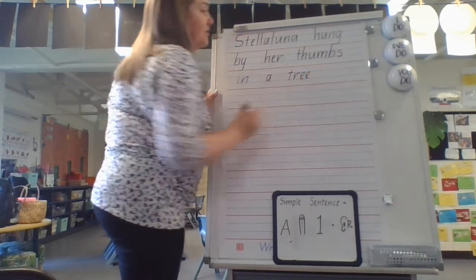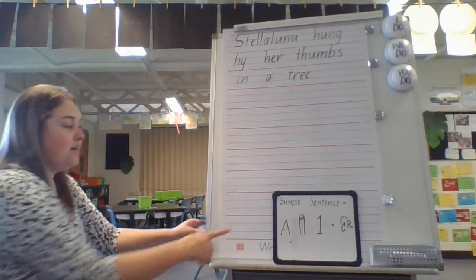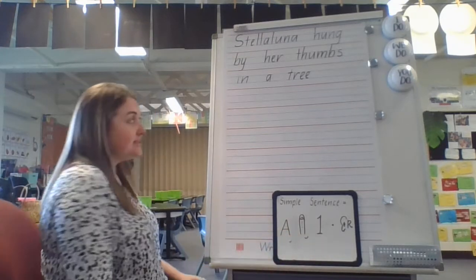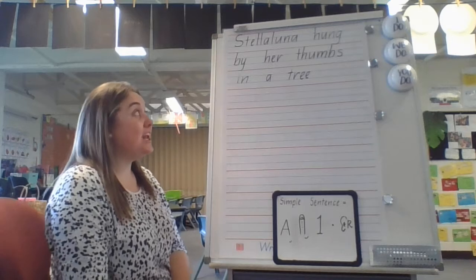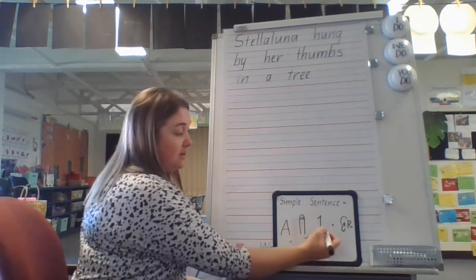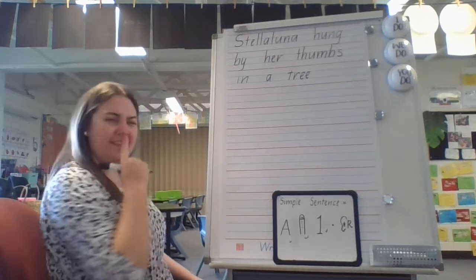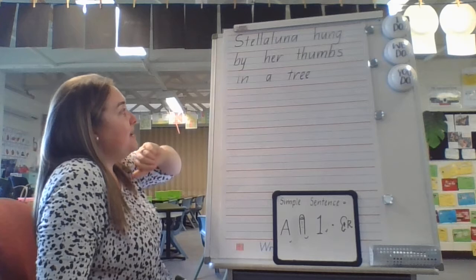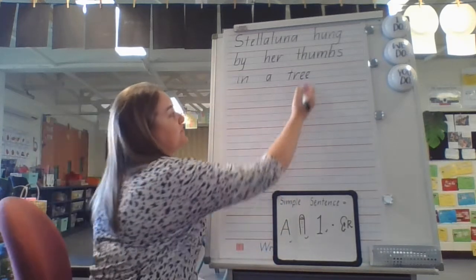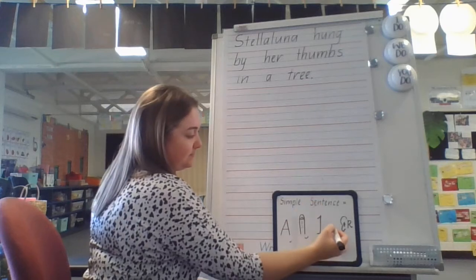Alrighty, so I've got my capital letter. I've used my finger space. It's one idea. It's telling you about Stellaluna hanging in the tree. Let's check if I've got a full stop. My full stop. I think that normally goes at the end. Stellaluna hung by her thumbs in a tree. Full stop at the end.